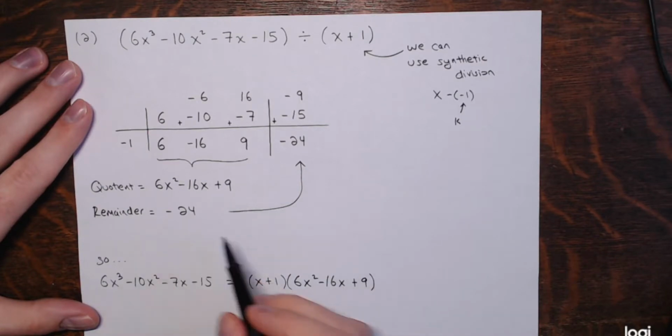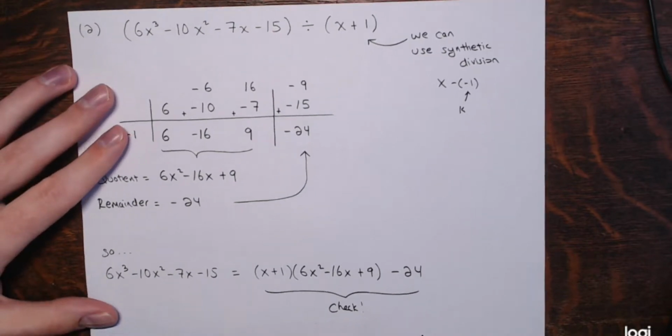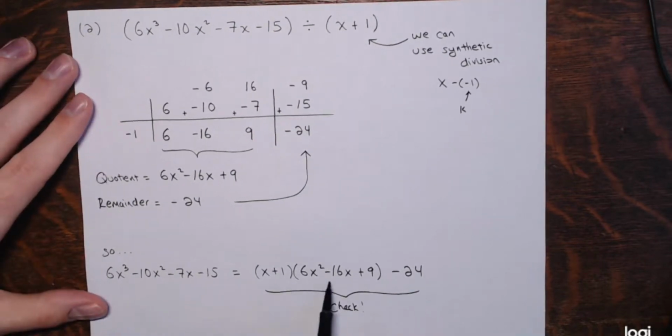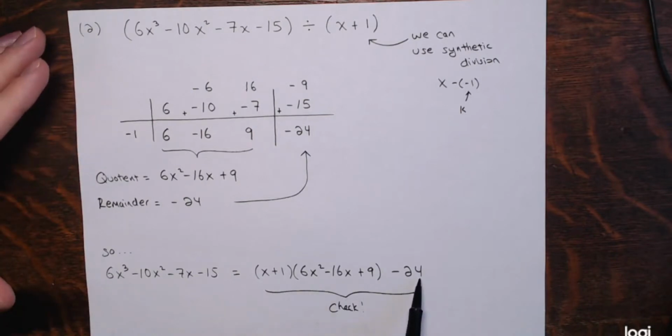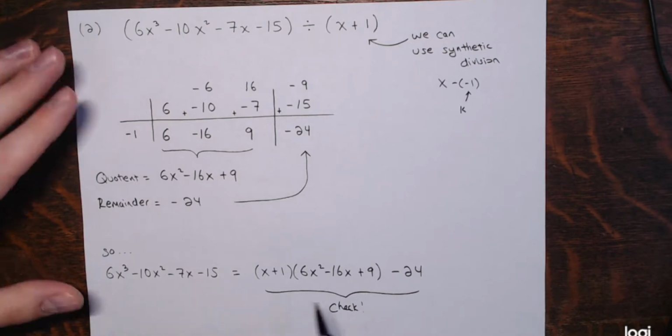Plus -24, just minus 24. And check this out. And you saw me do this in the last video, again, if you've been watching. So you multiply these two and then subtract 24, and you should get the dividend back. All right, but I leave it to you to check that, though.